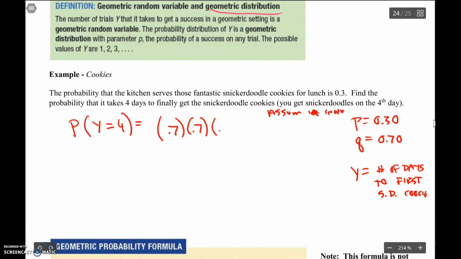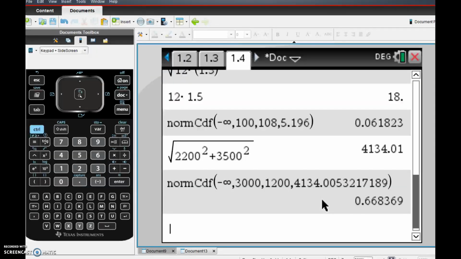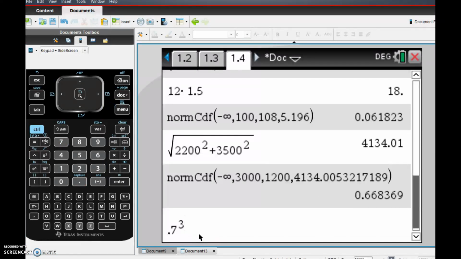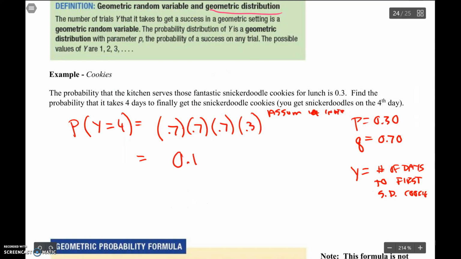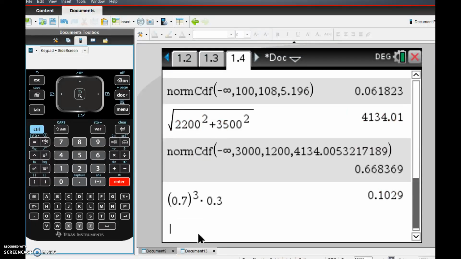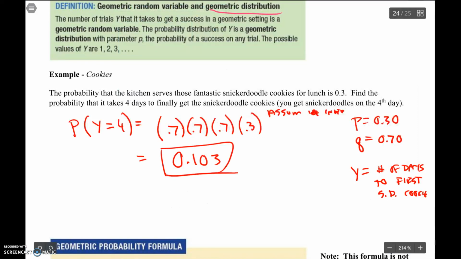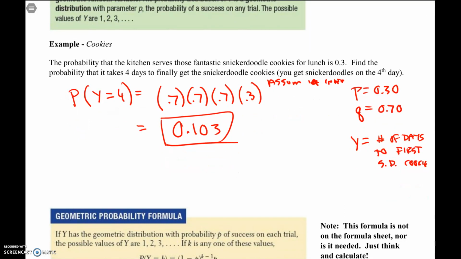So the probability is still going to be 0.7. Third day, 0.7. And then on the 4th day, we have to get our snickerdoodle cookie. So 0.7 to the third times 0.3. That's 10%. So there's a 10% chance that we get our first cookie on the 4th day. This is geometric. I didn't need to use the formula. You just use common sense. That's what's kind of nice about the geometric model. Okay?